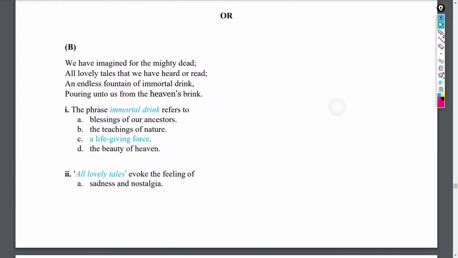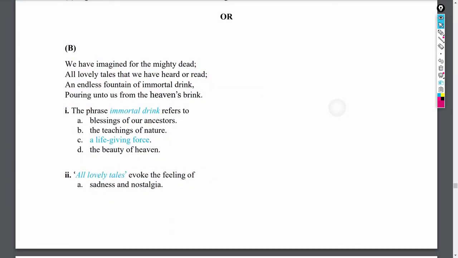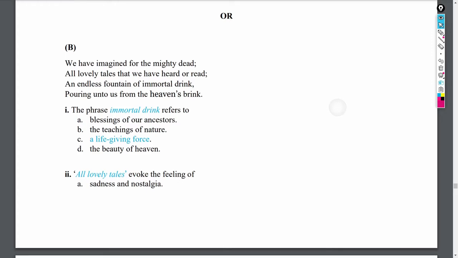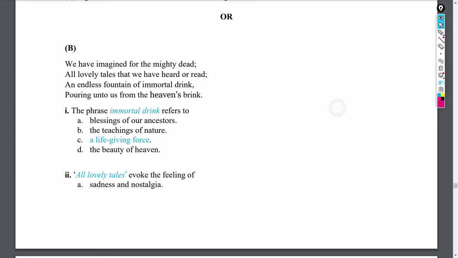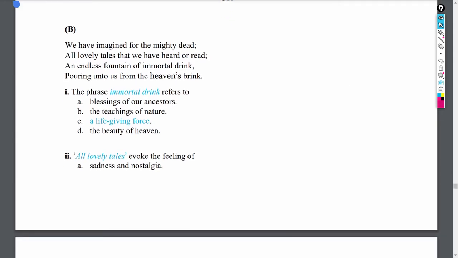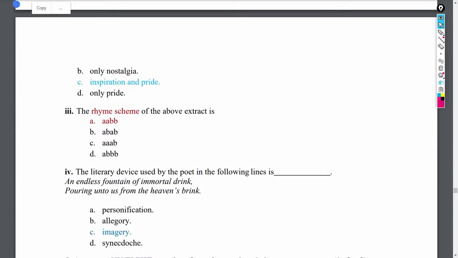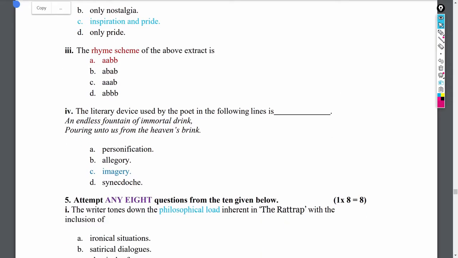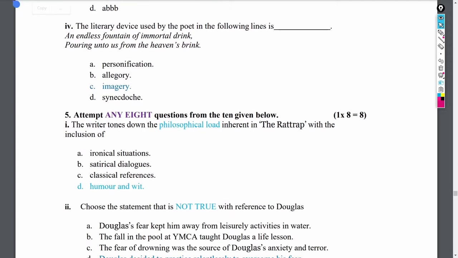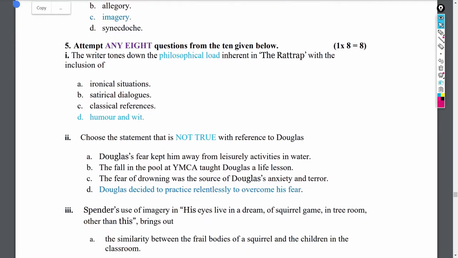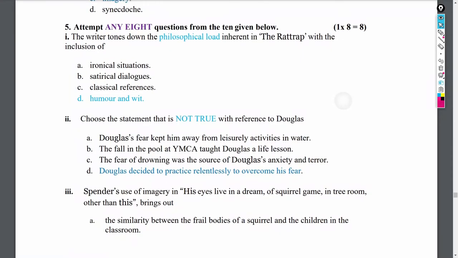So, in the similar manner, you will see another extract is there from the poem, and this is from A Thing of Beauty. We have imagined for the mighty dead all lovely tales that we have heard or read, an endless fountain of immortal drink pouring unto us from the heaven. So here also you can go in the similar manner. Another question is there under the rhyme scheme. So what is the rhyme scheme here? That also you will have to see. The literary device question also is there. These are the particular pattern, the latest pattern that you will have to remember. And accordingly, you will have to act.